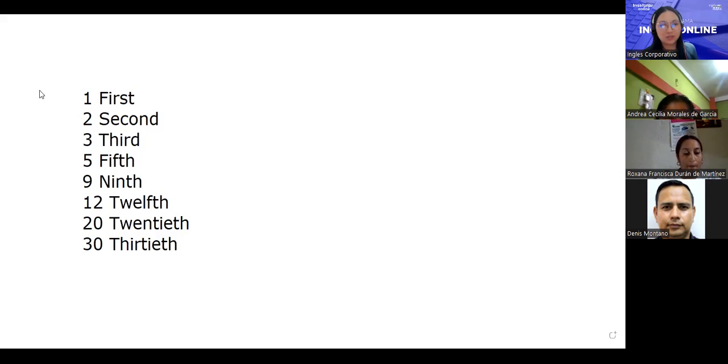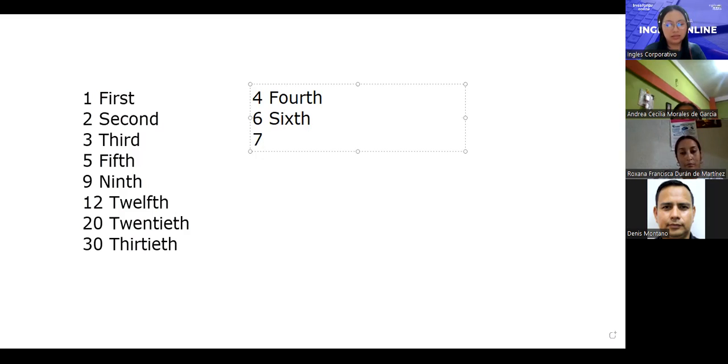Porque el resto de números, easy teacher, solo le agrego el TH. Miren el 4, ¿qué pasaría? Escribo el número cardinal 4, le agrego TH y ya es un ordinal. En el número 6, ¿qué pasa? Number 6. Look, TH y se convierte en ordinal. El número 7, ¿qué pasa, clase? The same, right? I write 7, lo convierto en ordinal. TH, and that's it. ¿Sí? ¿Ya vieron entonces cómo convierto un número cardinal a ordinal?